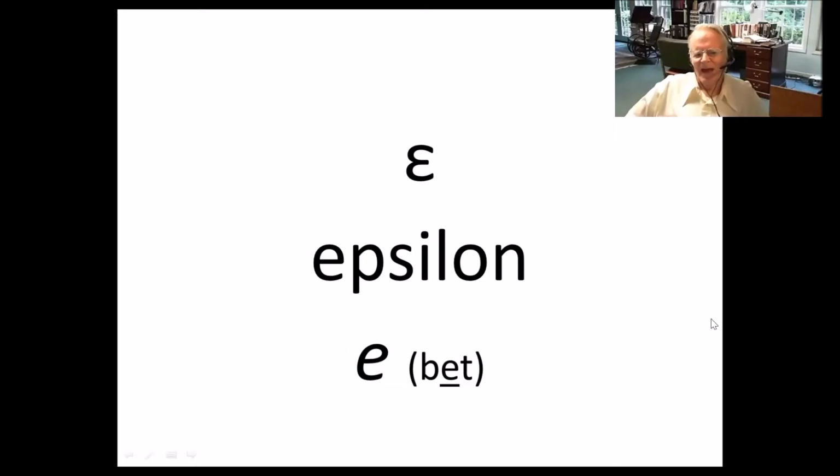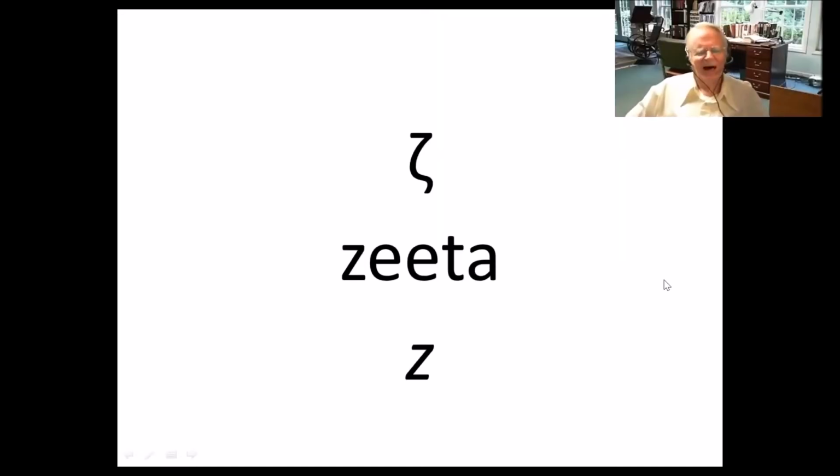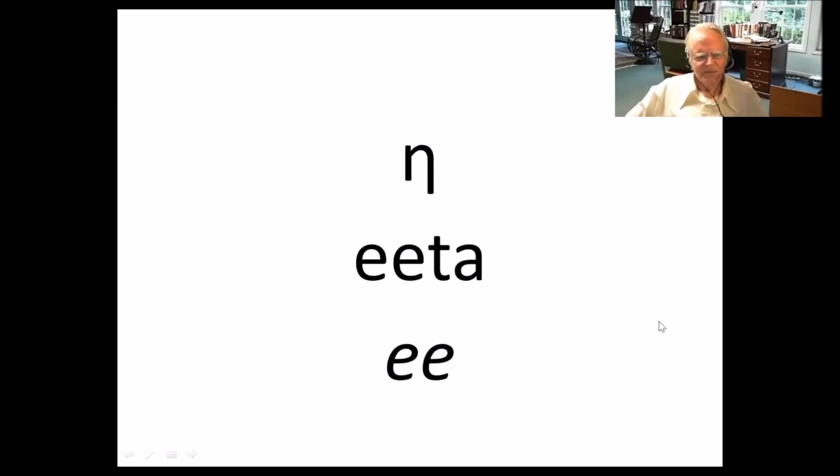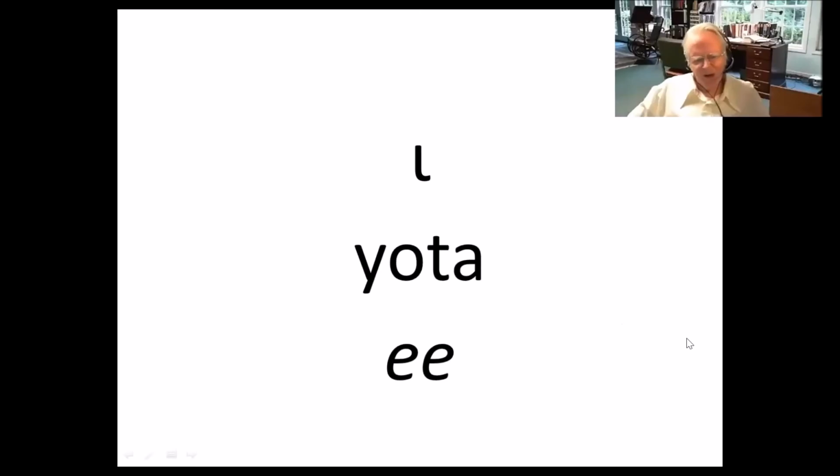Epsilon, as in bet. That one is a Z. Zeta is the name, and the sound is Z. This one is easy. It's an eta. A double E in English. E. Eta. And the TH is a th. Then iota. E. When in doubt, say E.